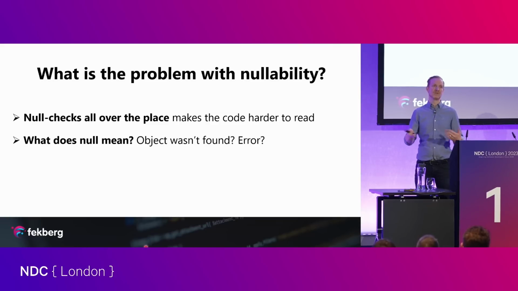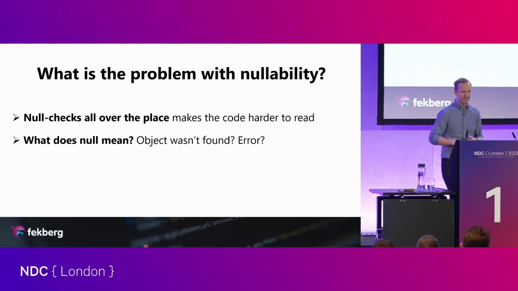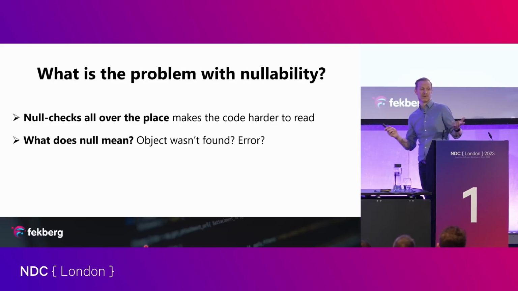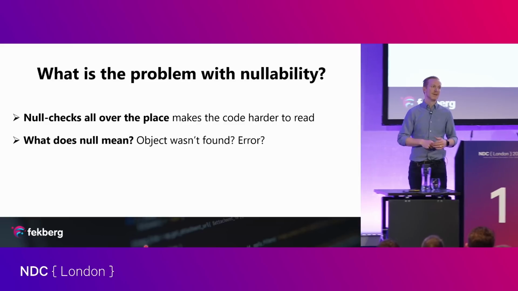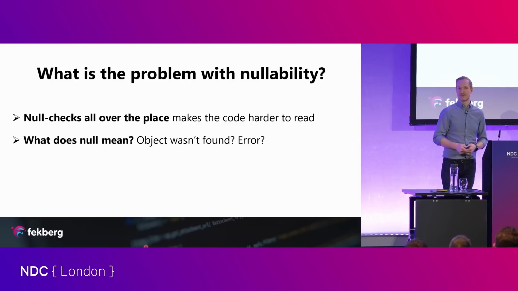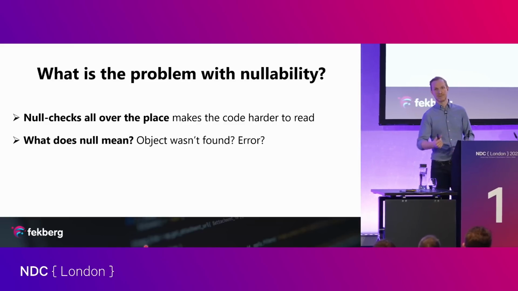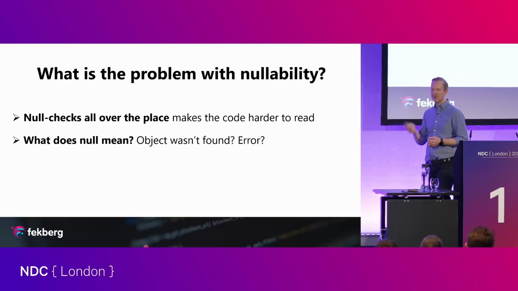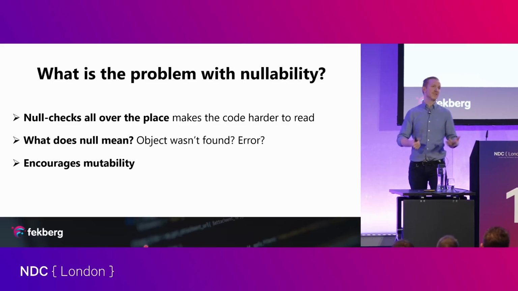I should probably handle those scenarios differently. So we don't know if it is actually unavailable, or if it's not found, or if it's an error. Instead, we could work with subtypes: user not found, user unavailable, or throw an exception when the database operation fails. A bigger problem is that it encourages mutability.